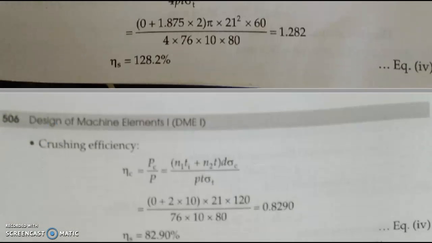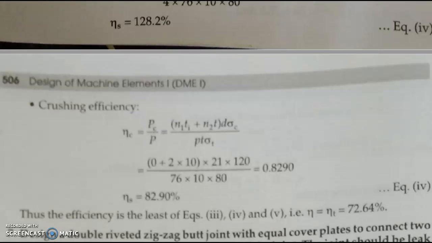Then crushing efficiency. What is that value? PC divided by P, or the value of PC is already given in our data book: N1 Ti plus N2 T into D sigma C divided by PT sigma T. That value is equal to 82.90%. Among these, which one is lesser? Eta T is lesser. That value is 72.64%. So we can take 72.64% as the efficiency of this particular rivet joint.